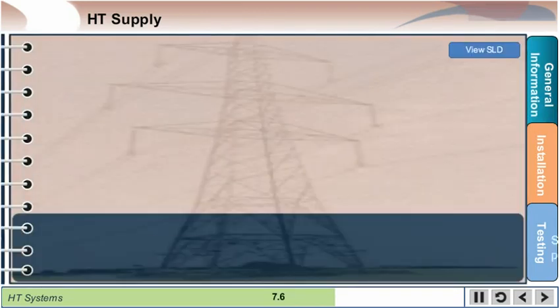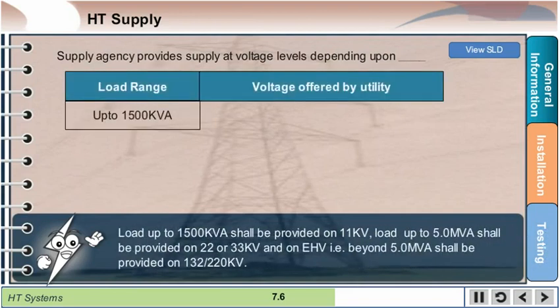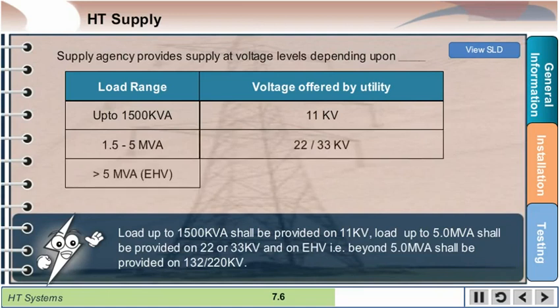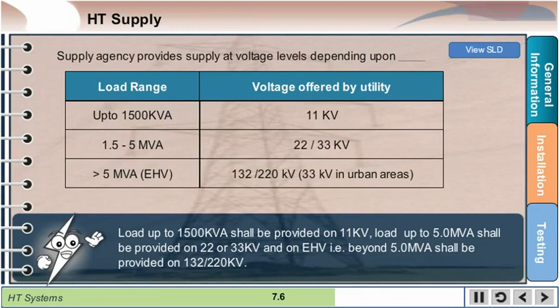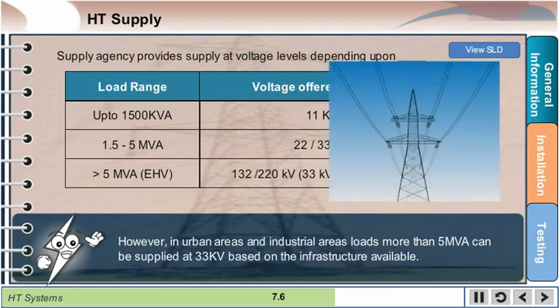General information. Supply agency provides supply at voltage levels based on the load as per grid code. Load up to 1500 kVA on 11 kV. Further load up to 5 MVA on 22 or 33 kV, and load above 5 MVA on 132 or 220 kV. However, in urban areas and industrial areas, loads more than 5 MVA can be supplied at 33 kV based on the infrastructure available.